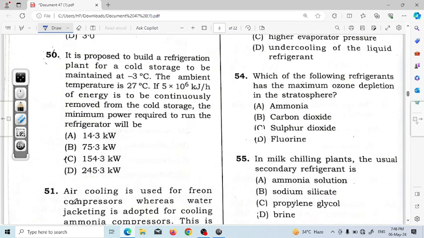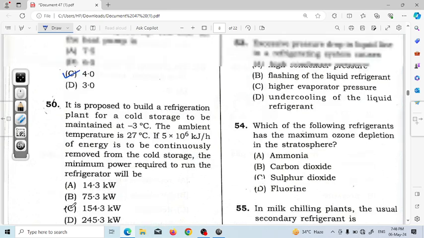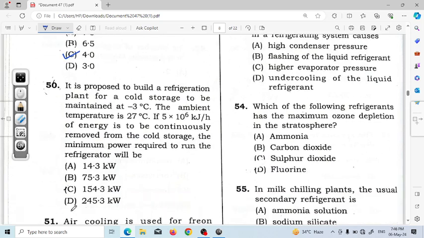Next question. It is proposed to build a refrigeration plant for cold storage to be maintained at minus 3 degrees centigrade, and the ambient temperature is 27 degrees centigrade. If 5 into 10 to the power 6 kilojoule per hour of energy is to be continuously removed from the cold storage, then the minimum power required to run the refrigerator is? So for minimum power, that means we have to consider reversible. So let's solve the question.